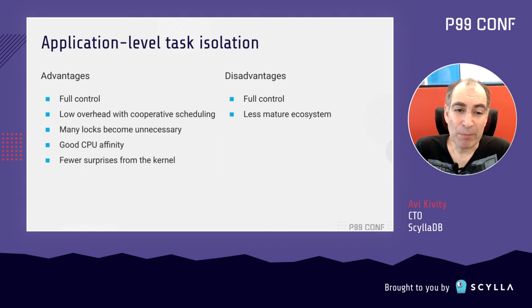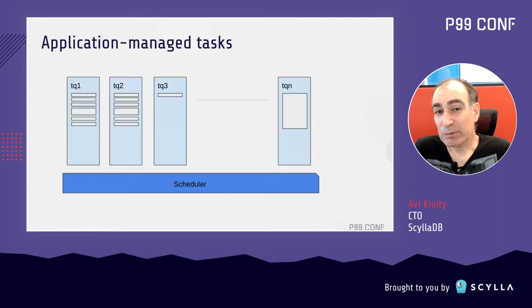It's now becoming better with Rust Tokio and Glommio, and with C++ coroutines. So it's becoming easier to use, but it's still a road that's less traveled. So this is how it looks.